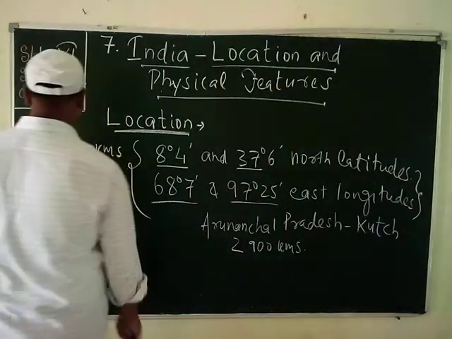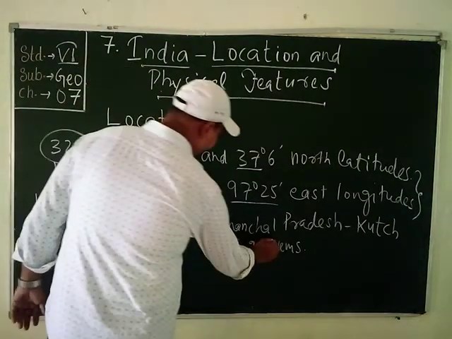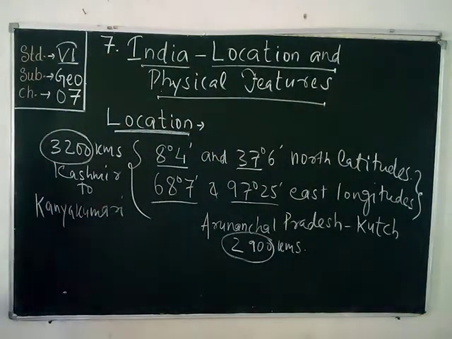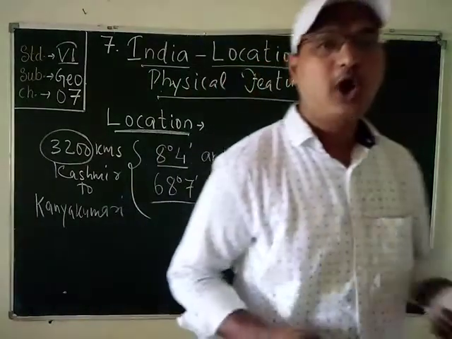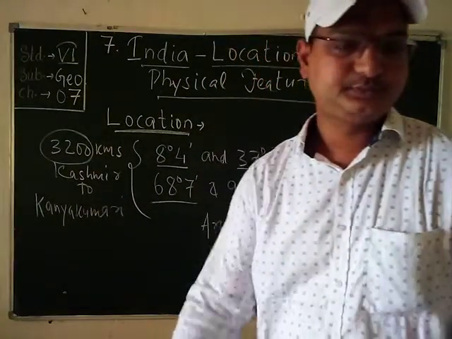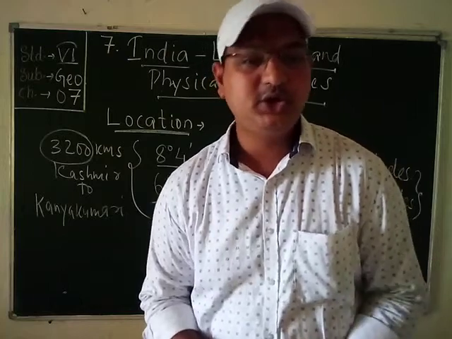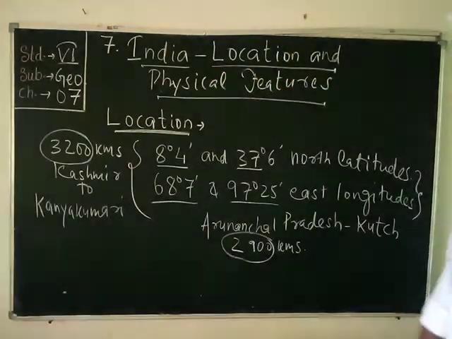Students, just look, it is 3200 kilometers from north to south, and it is 2900 kilometers from Arunachal Pradesh to Kutch, means east to west. Just a gap of 300 kilometers. But look how vast, how huge it is. It has a land frontier of 15,200 kilometers and a coastline of about 7,500 kilometers.